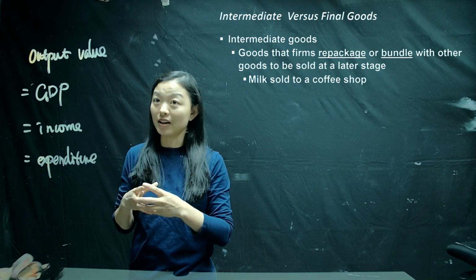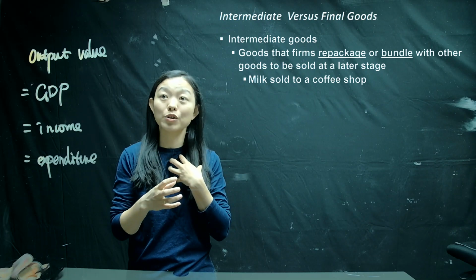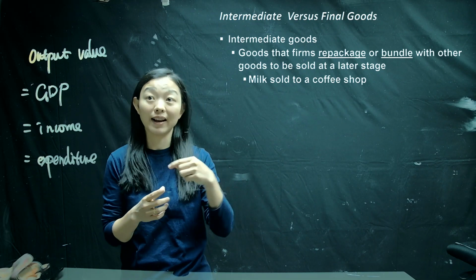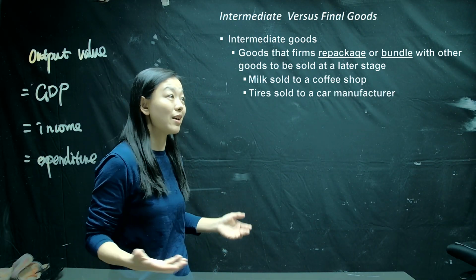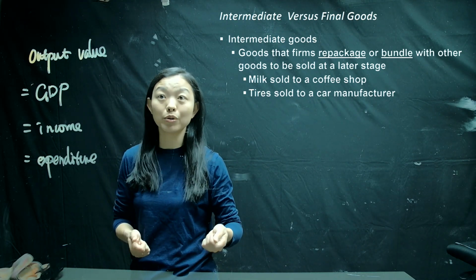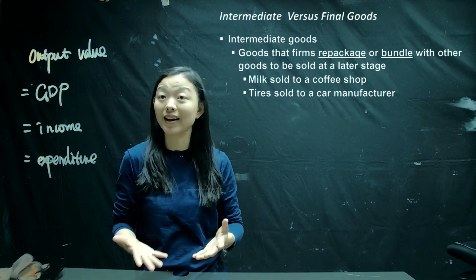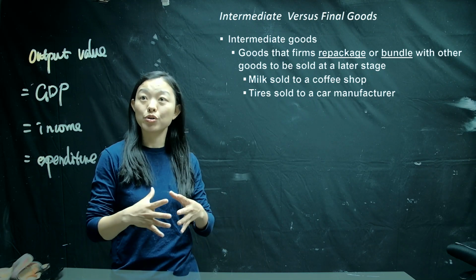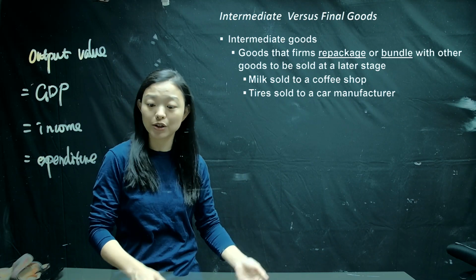So if you consume a latte, the latte is what we call the final good because we are the end user of the latte. You buy a latte, you don't need to pay extra money for the milk that was already added to it, right? Or like tires, we treat tires also as intermediate goods if the tires are sold to a car manufacturer to produce a car. When you pay for the vehicle, you already pay for the tires. You don't need to pay extra money for those four tires that the car already has, right? So intermediate goods are the goods that firms will repackage or bundle with other goods that will be sold at a later stage or to the end user.